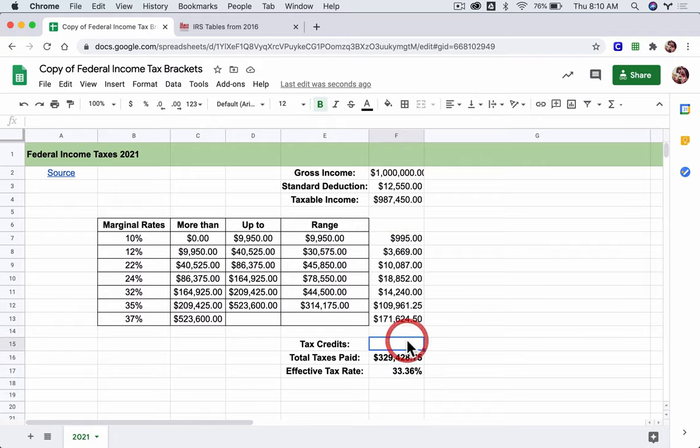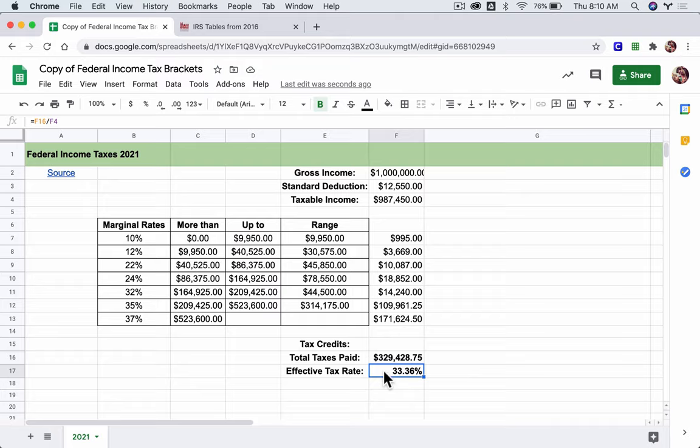The idea is if I type in, let's say, you get a $100,000 tax credit, your taxes go directly down by $100,000. You see how that number changed here. It's 229 now instead of 329. It subtracts it directly. So in order to calculate that, your formula for cell F16 should say sum of F7 through F13 minus F15, and make sure it does that.